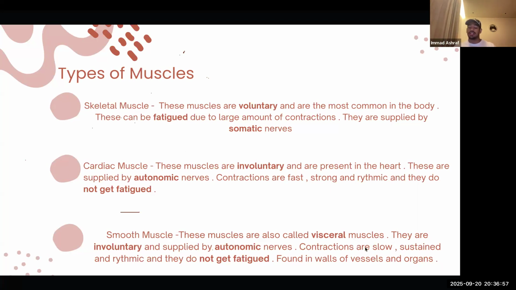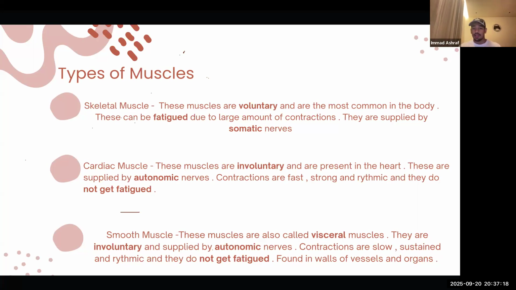The smooth muscle contractions are slow. They're slow and controlled. And again, they do not get fatigued either. So both cardiac and smooth muscle, no fatigue. Where are the smooth muscles found? They're found in the walls of vessels. So in your arteries, and in your veins, and in organs as well. The walls of organs also have smooth muscle in them.